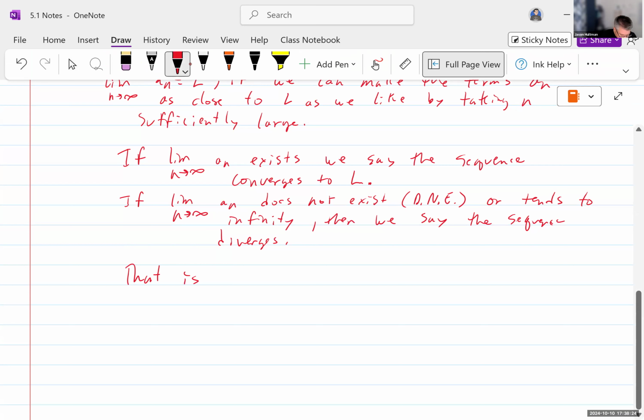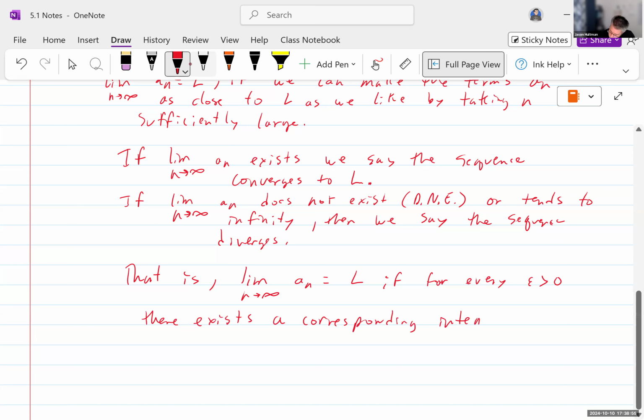Okay, that is, the limit as n goes to infinity of a sub n is equal to L if for every epsilon greater than 0, there exists a corresponding integer capital N such that if the index n is greater than capital N, then the absolute value of a sub n minus L is less than epsilon.